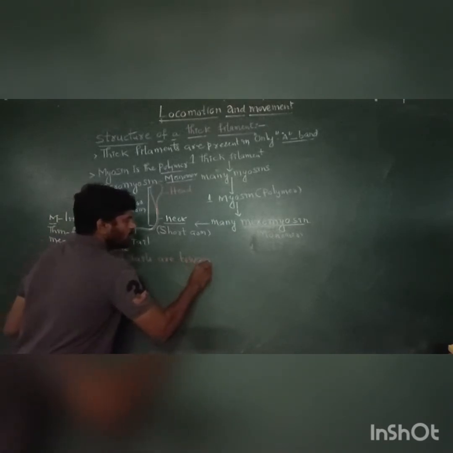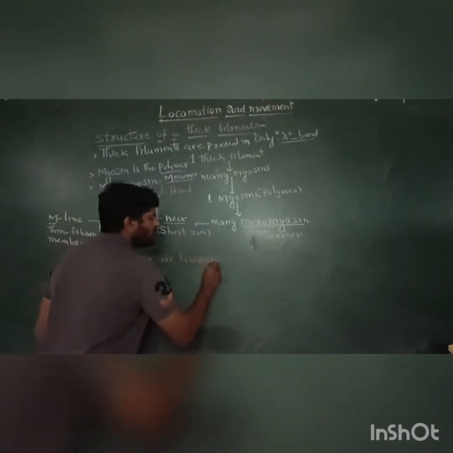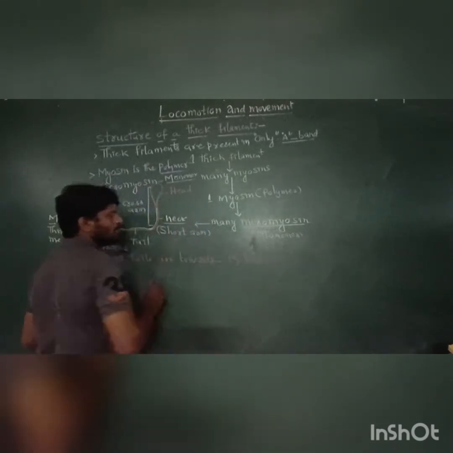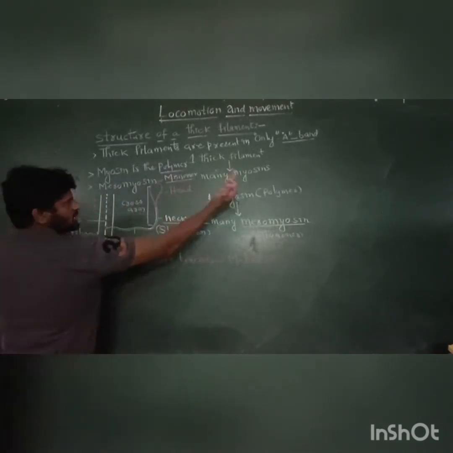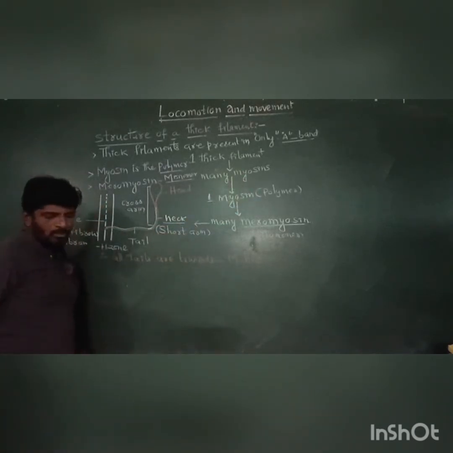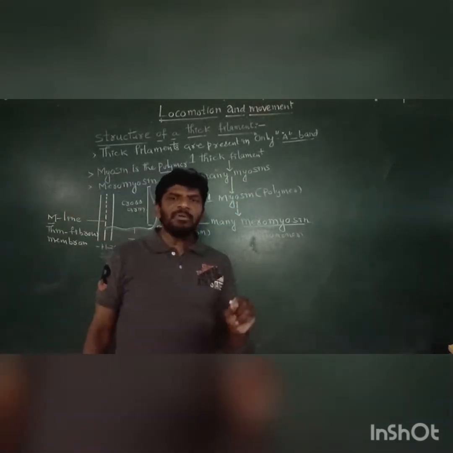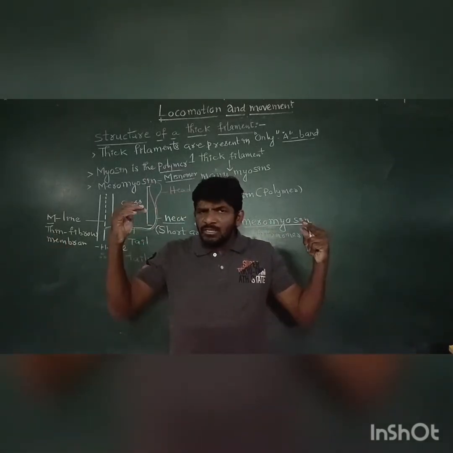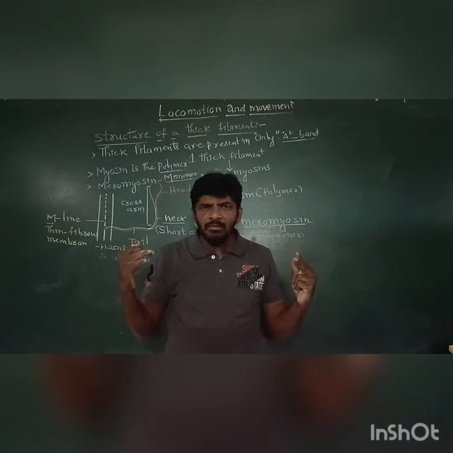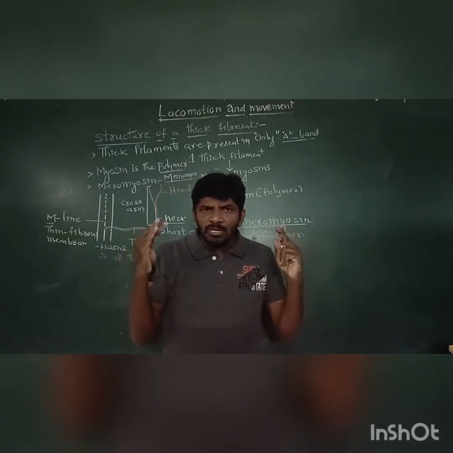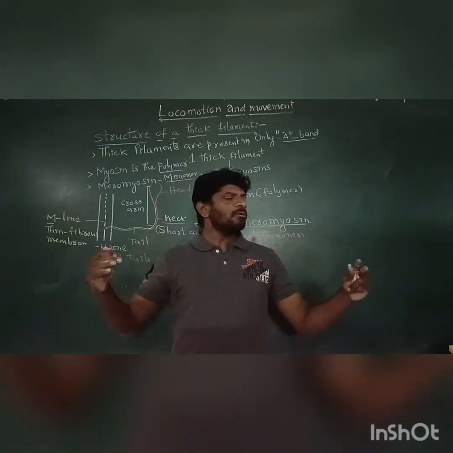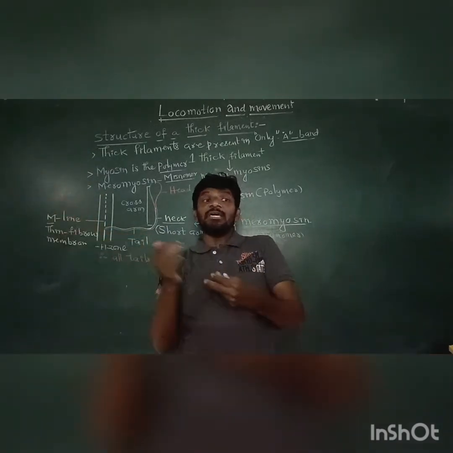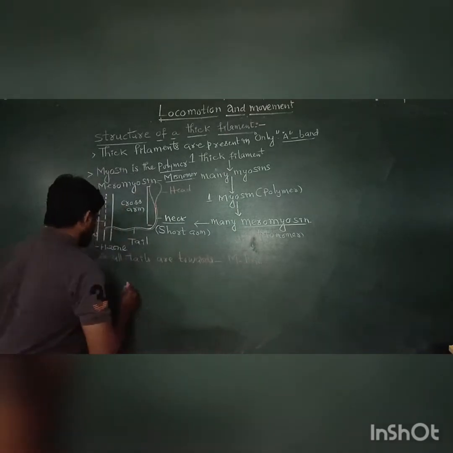There are two binding sites for the head of a myosin, or meromyosin. This is one binding site and this is another binding site. This is the upper and this is the lower binding site. The upper binding site is the actin binding site. This is the binding site of meromyosin which binds to the active site of the actin.